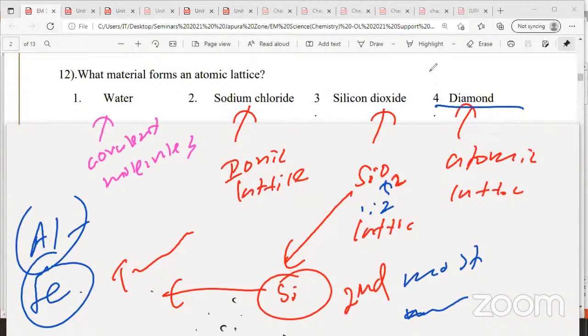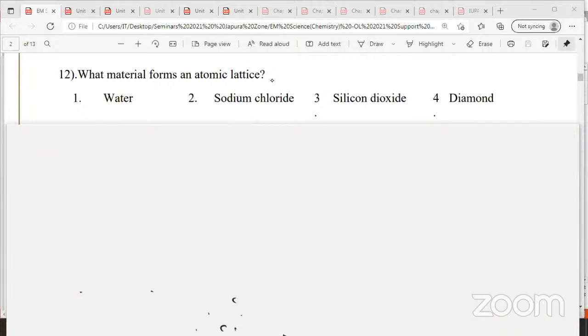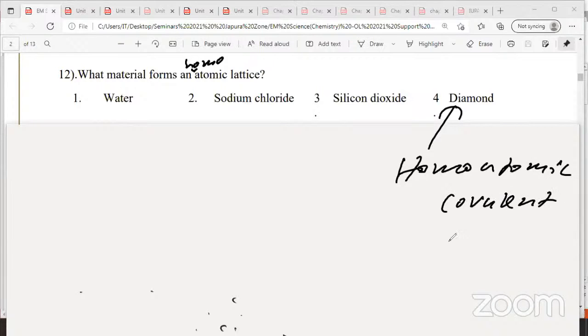Question number 13. And one more thing: diamond is homoatomic because it's made of the same atom. If you only write homoatomic, then you can filter this. If you put the words homoatomic covalent lattice, then definitely it's diamond. Why is it covalent? Because it consists of covalent bonds, carbon bonded through covalent bonds. Silicon dioxide is also covalent, but it's heteroatomic because there are 2 different atoms. So if you say homoatomic lattice, definitely it is diamond. Then we can omit silicon dioxide also.